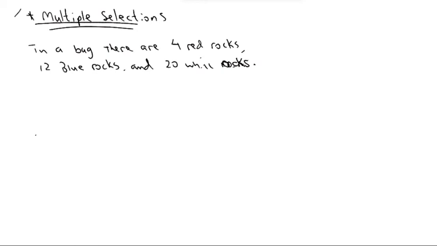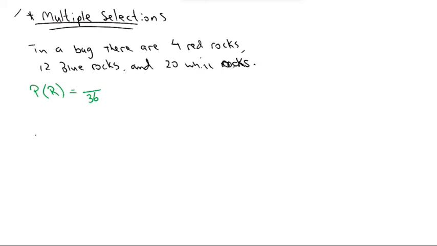So, what's the probability of selecting a red rock? How would you find the probability of selecting a red rock? What would you do first? Add together 4 plus 12 is 16, plus 20, 36. So the bottom number is always going to be 36, unless we remove some of these rocks. All right, and the number of red rocks?